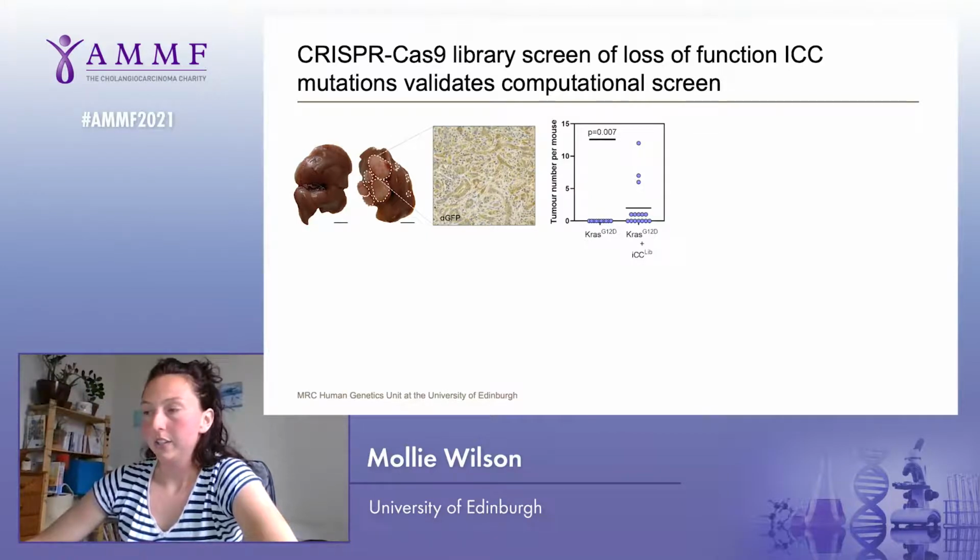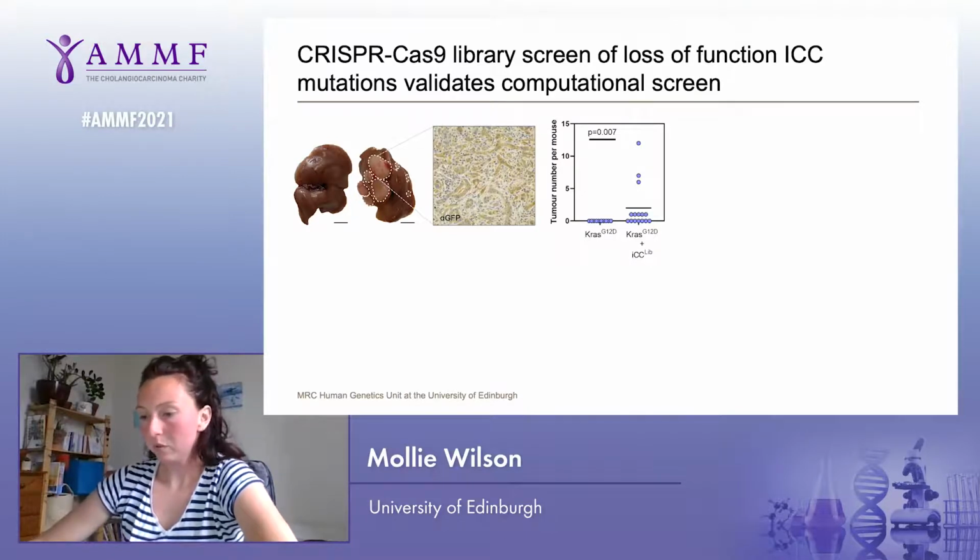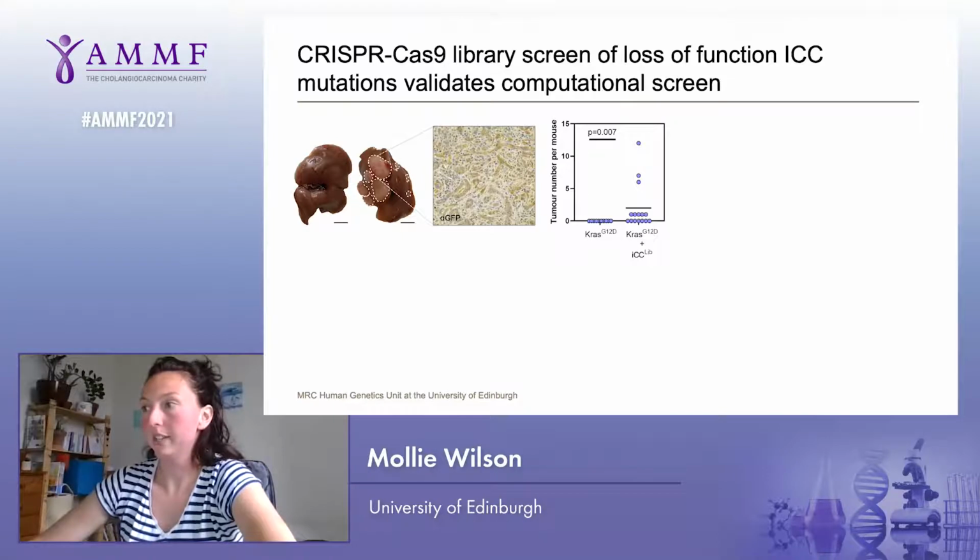And this is just a little immunohistochemistry here for GFP to show that Kras is expressed. And these tumours were highly representative of human ICC in that they were highly stromatic, and they were surrounding these ductular and granular structures.